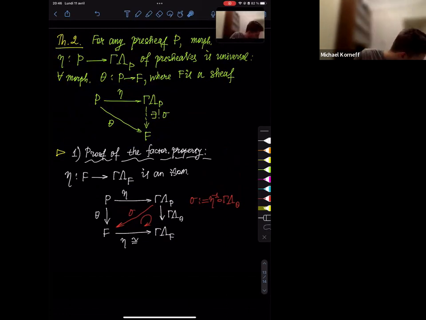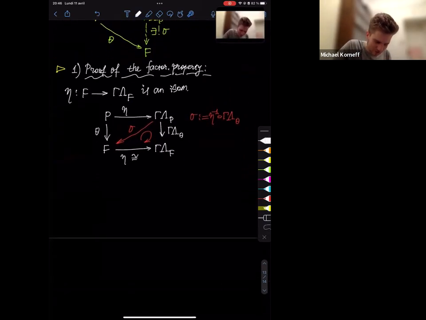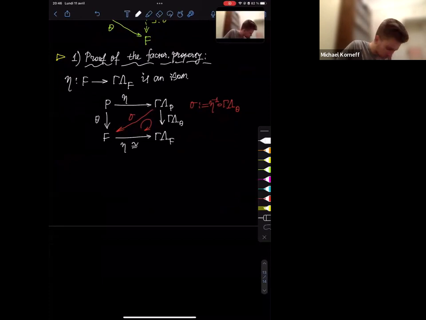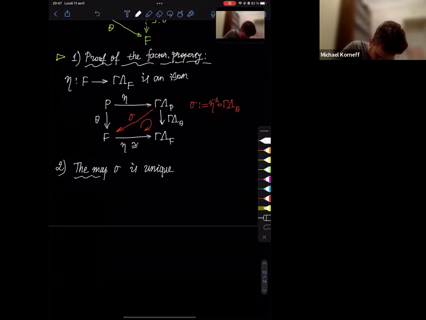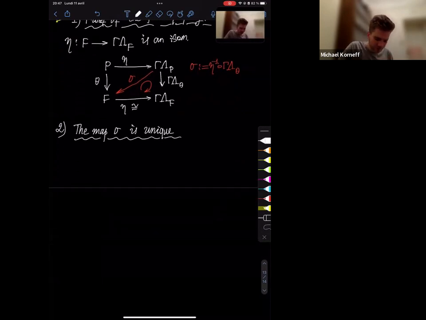I think we can try to do it. The second point: the map sigma is unique. It follows from the following lemma.